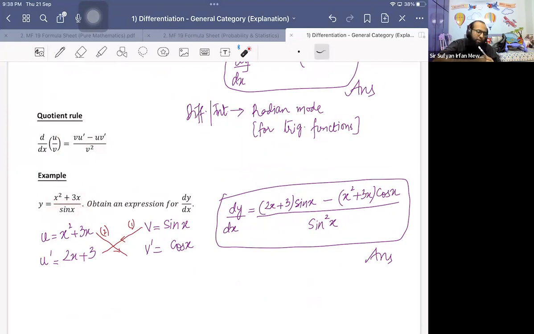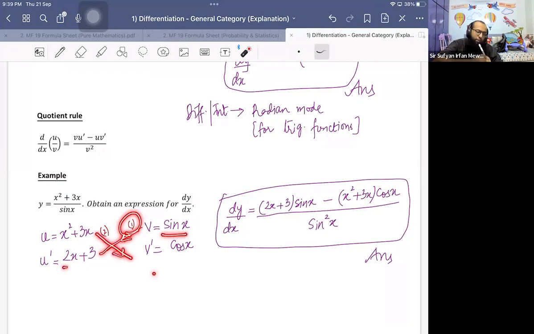So I've written that u is equal to x squared plus 3x. And we differentiate u, we get u prime, which is 2x plus 3. The function in the denominator is sin x. And if we differentiate v, we get cos x. Now, this is very important. I've written 1 and 2. This v will be multiplied by u prime. This is the first thing that we need to take, because over here there is no compromise on order. V into u prime minus the second one, u into v prime.